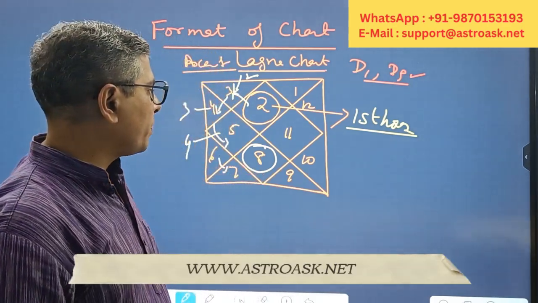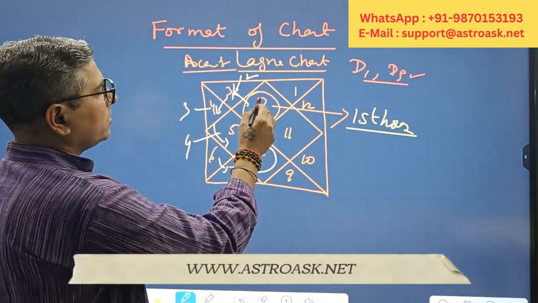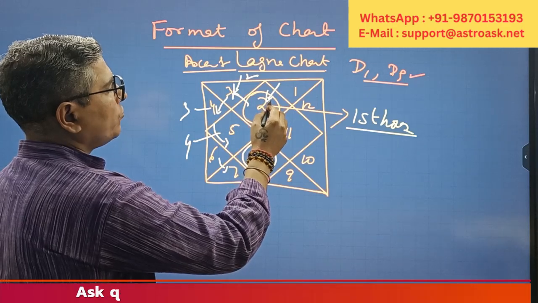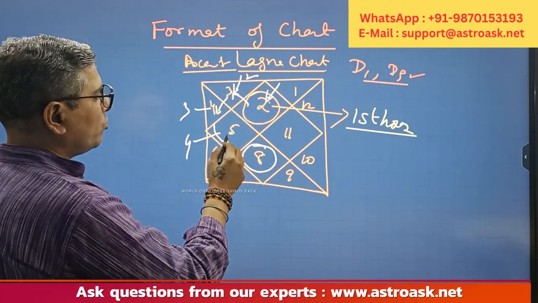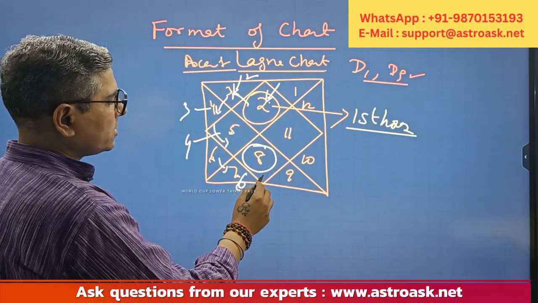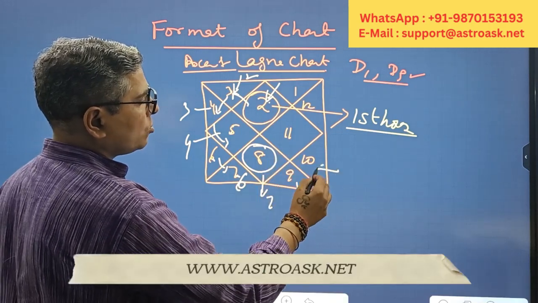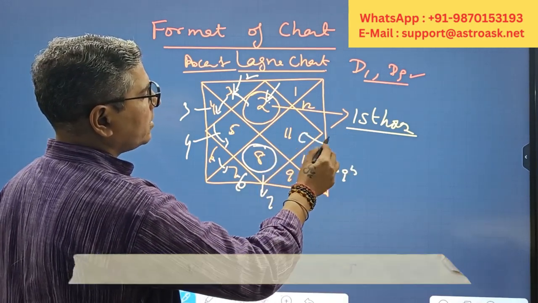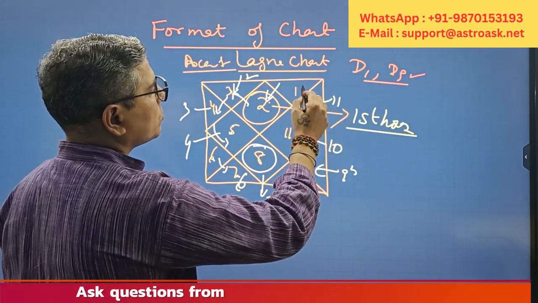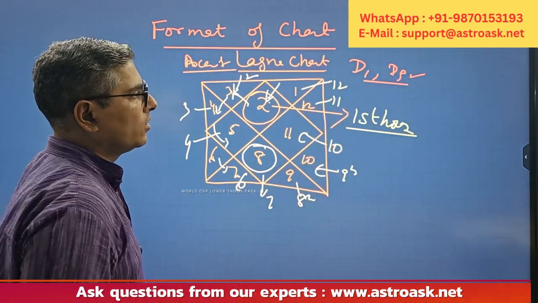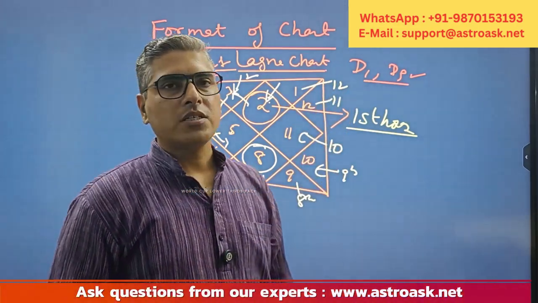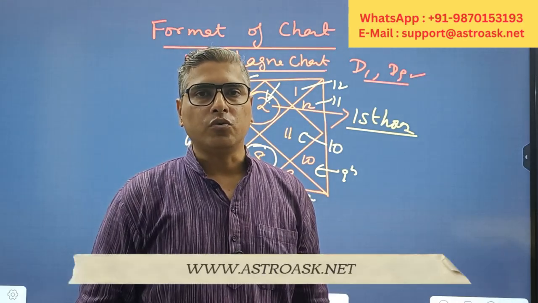Okay, so once you see this number, this is your first house, this is your second house, third, fourth, fifth, sixth, this is your seventh house, this is your 8th house, this is your 9th house, 10th house, 11th house and 12th house. So these numbers play a very, very crucial role.